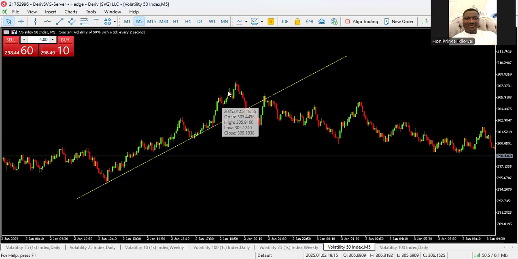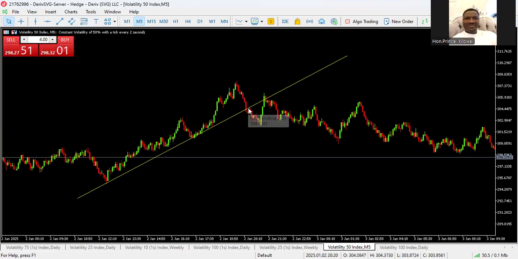Retracement is when you see a market going in a particular direction. Then it started coming down, coming down, coming down. That is retracement. So if you have drawn your trend line like this, all right, once price comes to your trend line, that is when you buy that market.